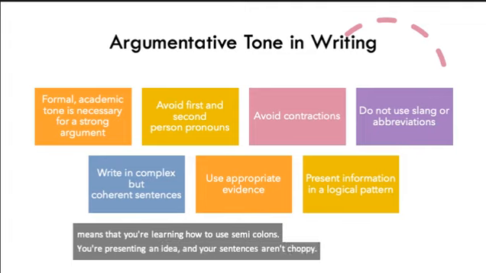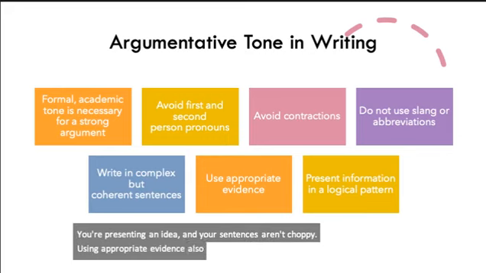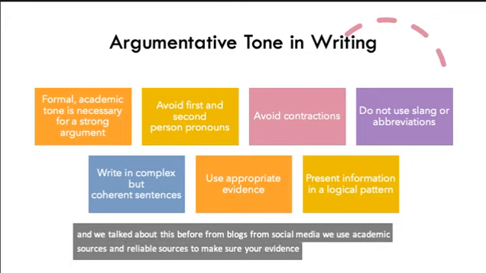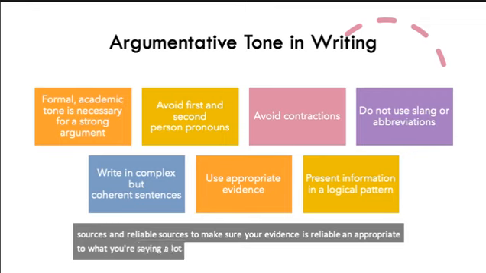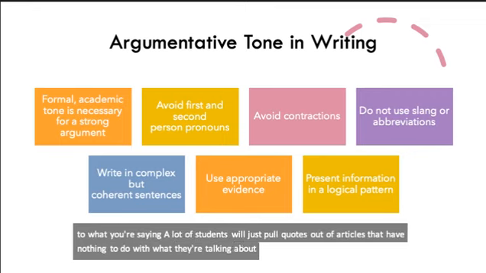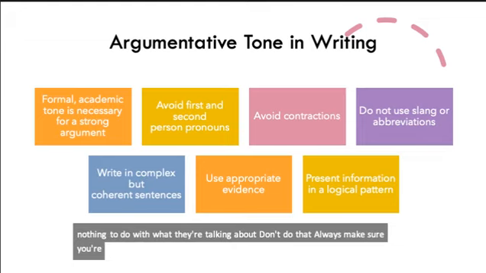Using appropriate evidence also helps argumentative tone. We don't use evidence, and we talked about this before, from blogs or social media. We use academic sources and reliable sources. So make sure your evidence is reliable and appropriate to what you're saying. A lot of students will just pull quotes out of articles that have nothing to do with what they're talking about. Don't do that. Always make sure you're using evidence that's appropriate to your argument.